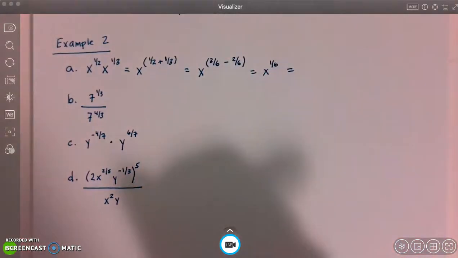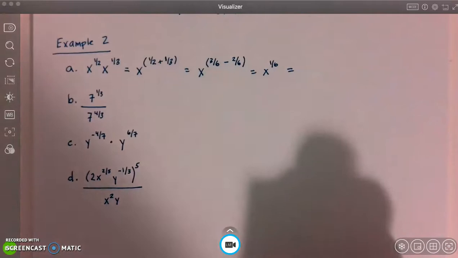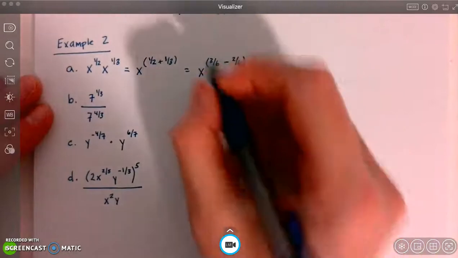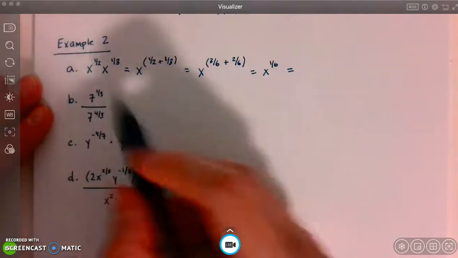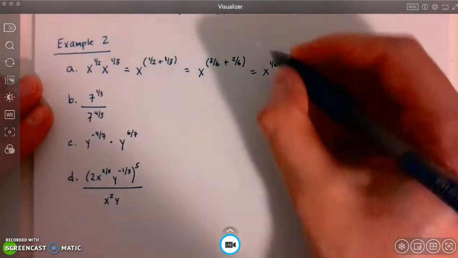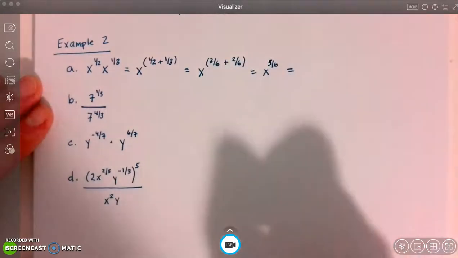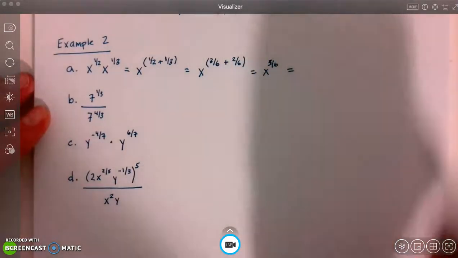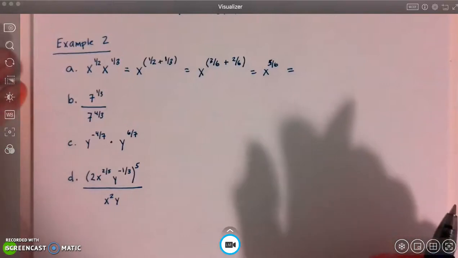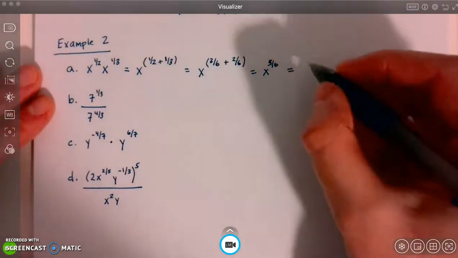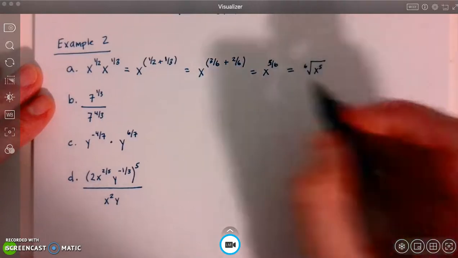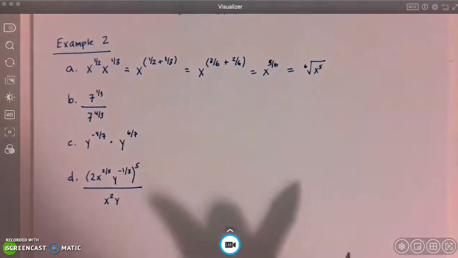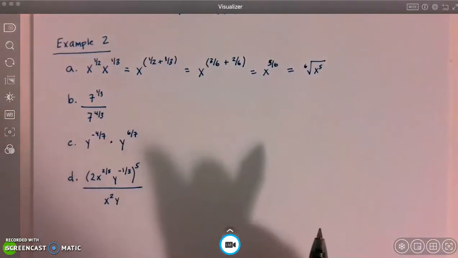And what we can do now is rewrite that as an exponent. Oh, I'm sorry, I made a mistake. We shouldn't be subtracting here. We should be adding, because we're multiplying like bases, not dividing them. So 3/6 plus 2/6 is actually 5/6. Sorry about that. So we could leave our answer this way if we wanted to. We could also turn that into a radical. If we did that, we would have the 6th root of x to the 5th. So either one of these is an acceptable answer. It all depends on how you're being asked to give the answer.